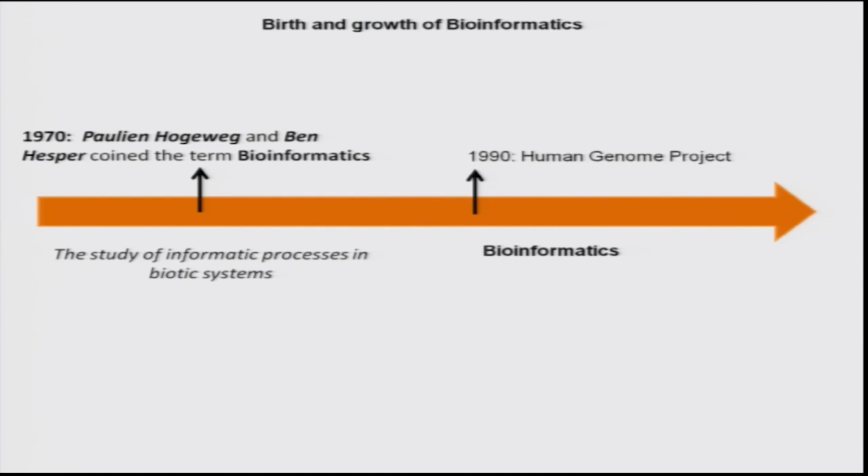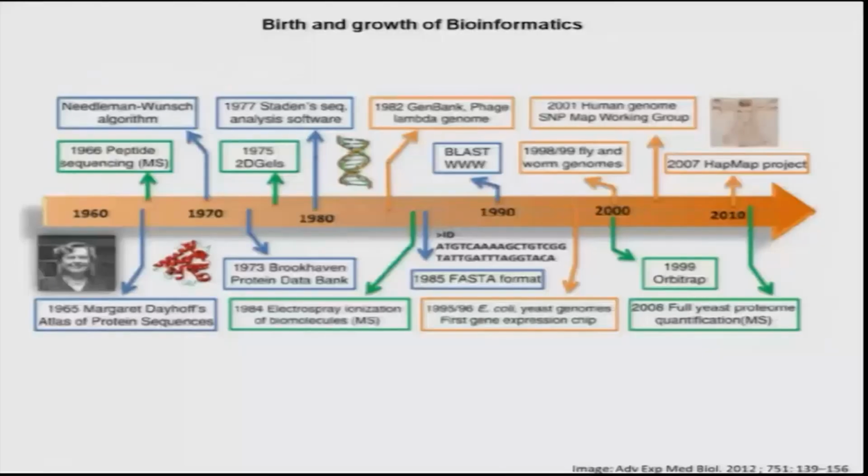In fact, the very term bioinformatics was coined by Ogeveg and Hesper in 1970, but the intention was not necessarily to analyze the genome data only. It was the study of informatic processes in biotic systems. That is their definition. Any information that comes from the bio field needs to be analyzed using certain automated processes, because it could demand such analysis. It is not humanly possible. That is how it was proposed, but not very well practiced by this team.